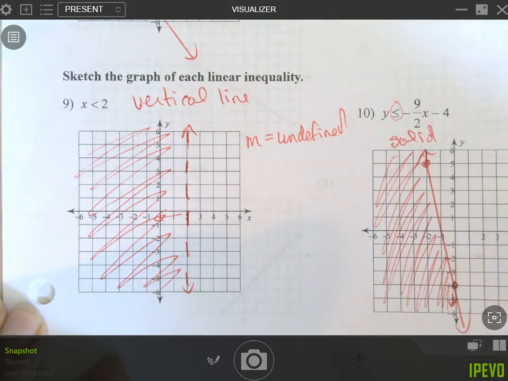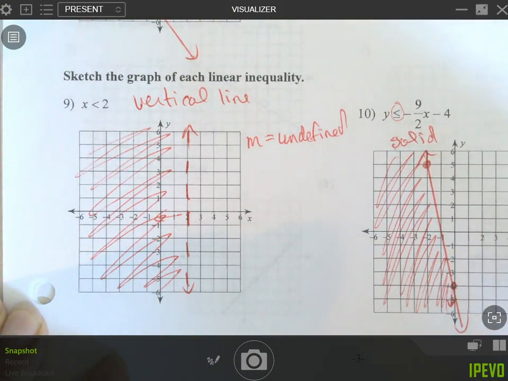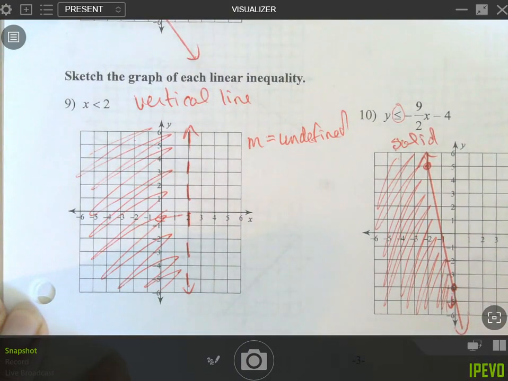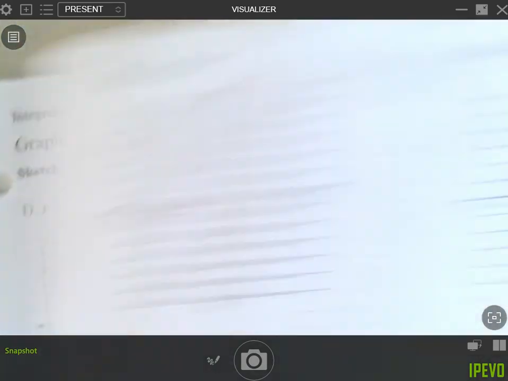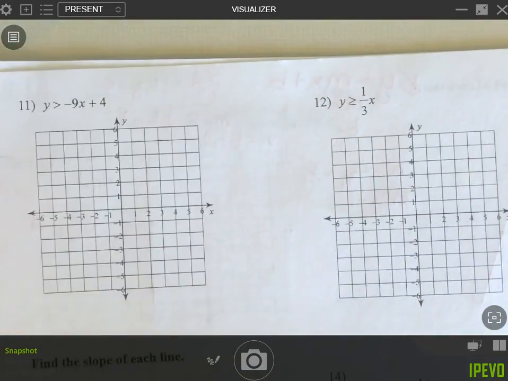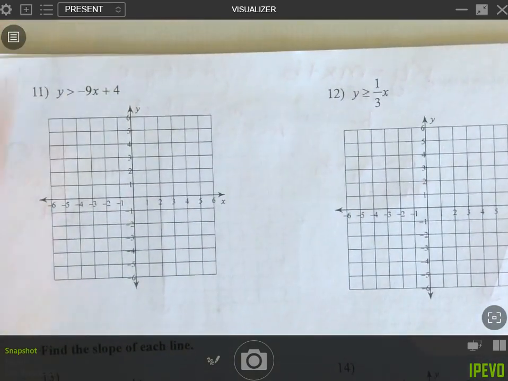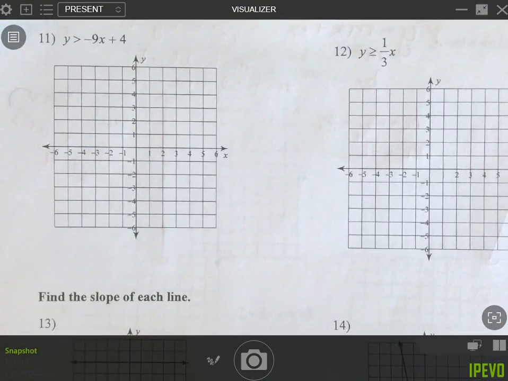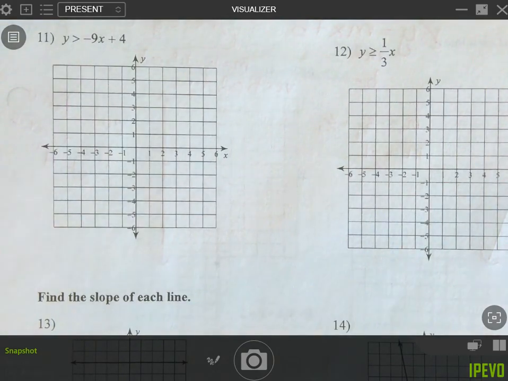So go ahead and look at that first one and see what you want to do. Give you a minute. Go ahead and try these. Think about dash or solid, and don't forget to shade. You only shade when they're inequalities. There we go. You're supposed to do 11 and 12.